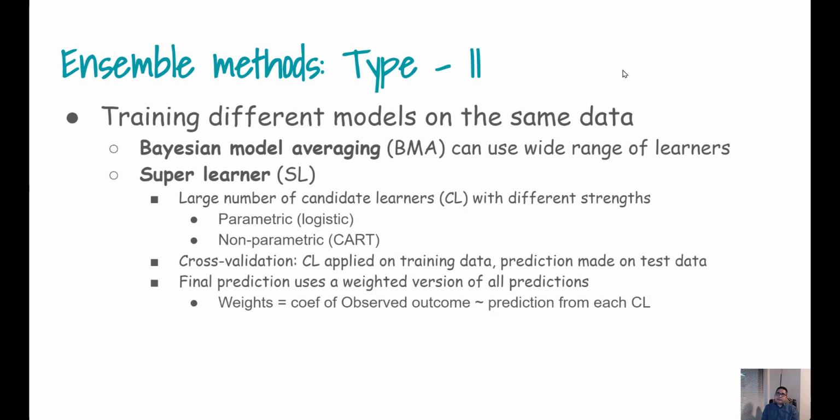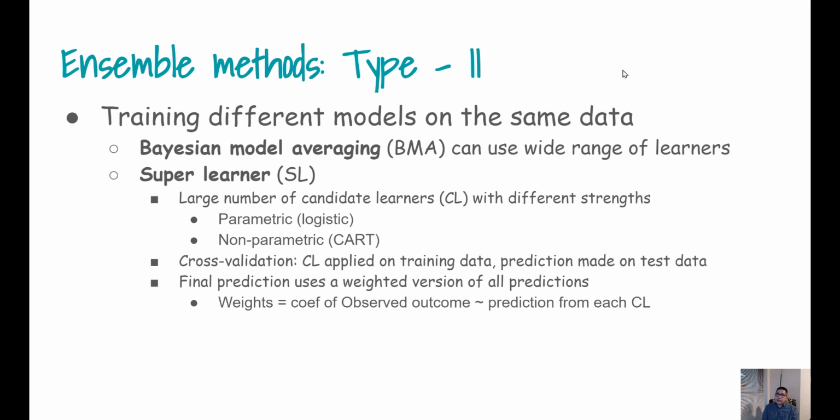The second type of ensemble methods are known as type 2, or a situation where you are essentially using different models, but you are keeping the data the same. You are not subsetting the data, or you are not really replicating the data in any way. There are two examples. One is Bayesian model averaging, which can use a wide range of learners on the same dataset, and then it basically averages out the results.